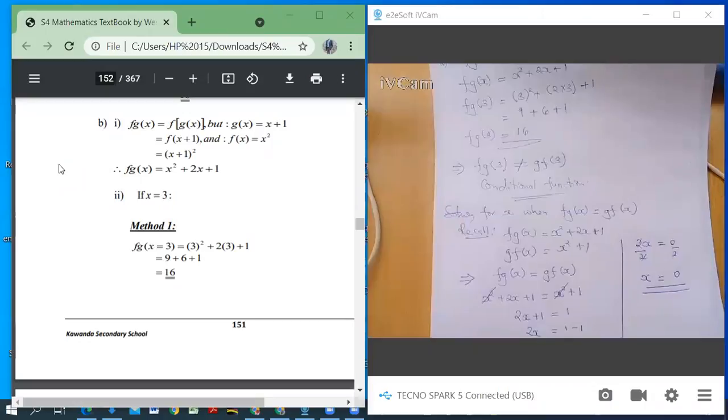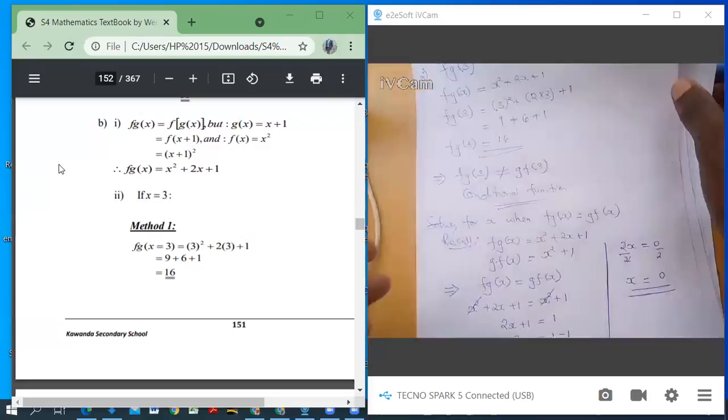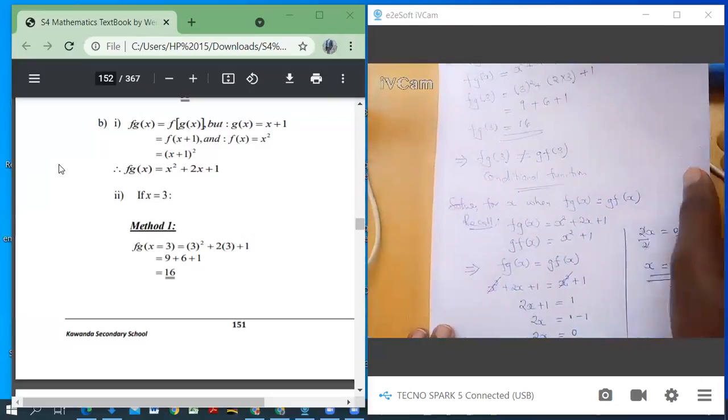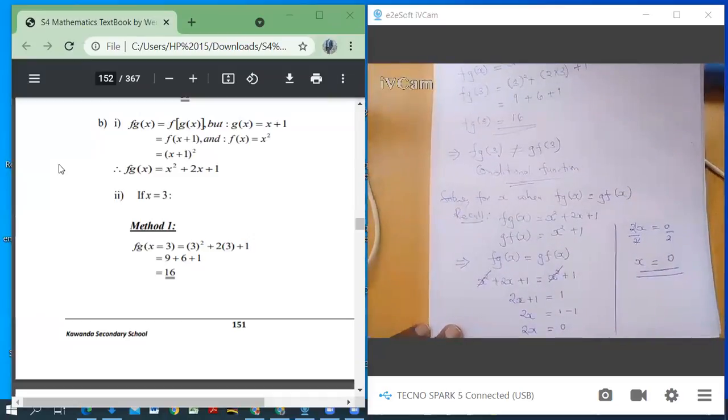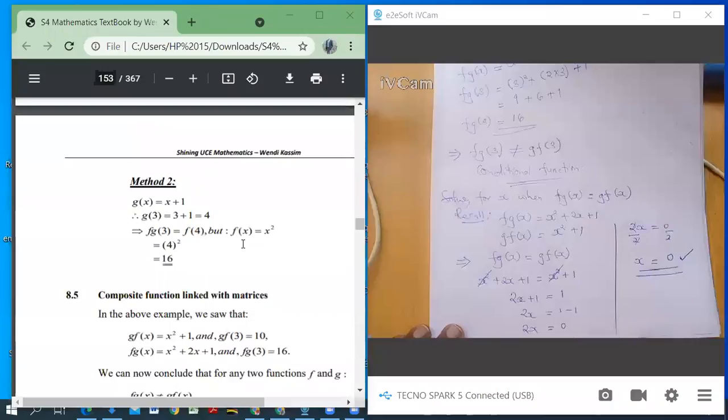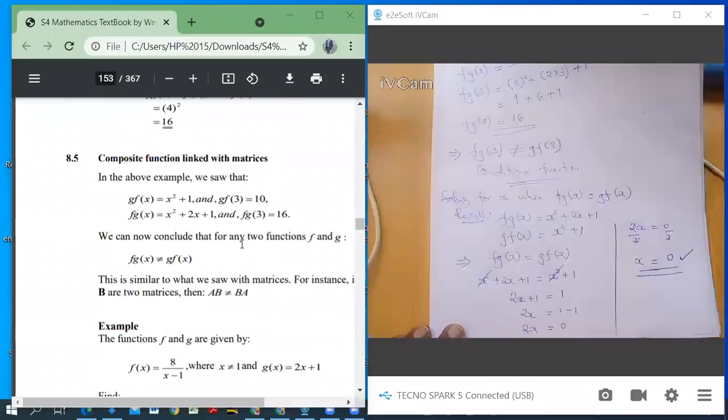Which means for these two functions to be equal, x must be 0. Otherwise, they cannot be equal. Are you together? Is it clear? Any questions so far? No. Very good. Let me hope everyone is writing.